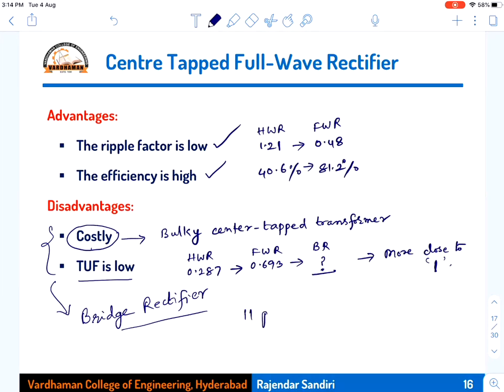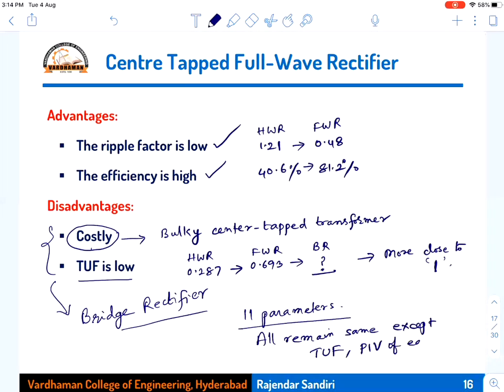So out of 11 characteristic parameters, all others will remain the same, except TUF and peak inverse voltage of each diode. Except these two, we will not do anything, because the same thing is applicable for this bridge rectifier also. Only transformer utilization factor and peak inverse voltage of each diode present in this bridge rectifier we will see. Okay, so now what is the bridge rectifier?